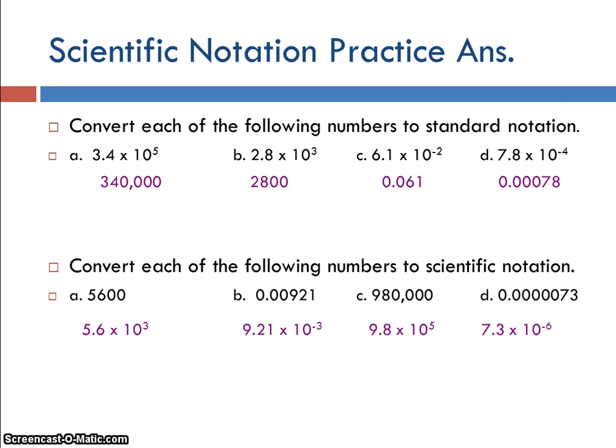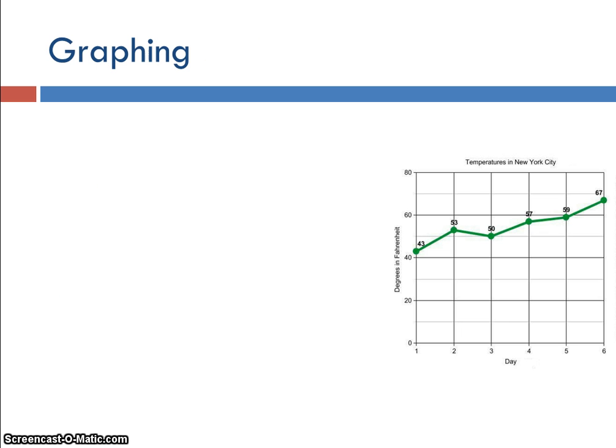And once you finish, check your answers to make sure that you got the same thing I did. Notice that for letter B, the exponent has a negative exponent, and that's because the value of that number is really small. It's less than 1. Whereas for letter C, the value is really big, and so it has a positive exponent.